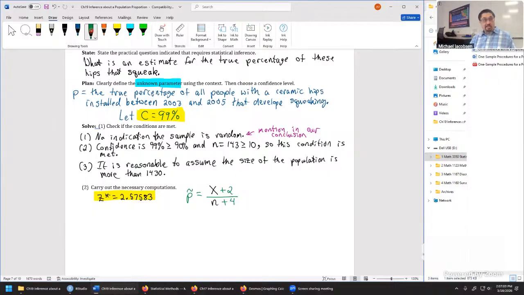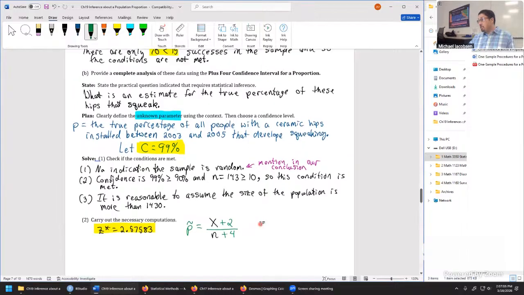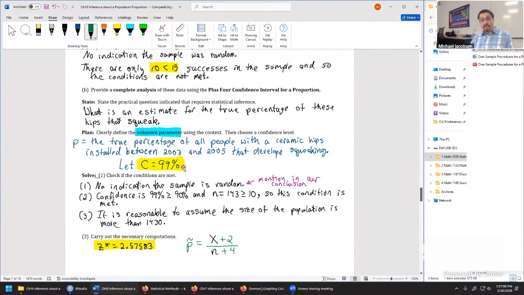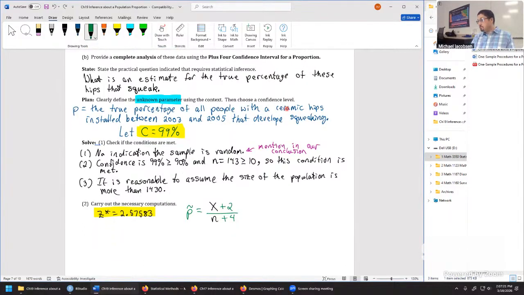Effectively, we've added 2 successes, 2 failures into the sample altogether. We're just trying to widen out our confidence interval even more, so 99% confidence as a statement becomes more accurate. So once we calculate that, the next thing we have to compute is standard error. Not of p hat, we've changed the statistics, so we've changed the standard error as well.